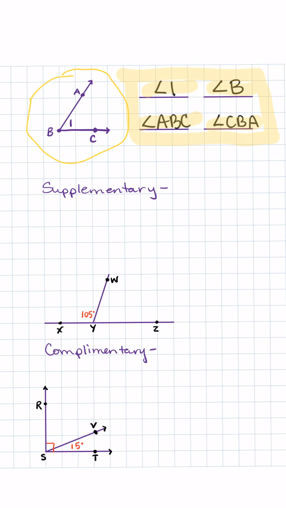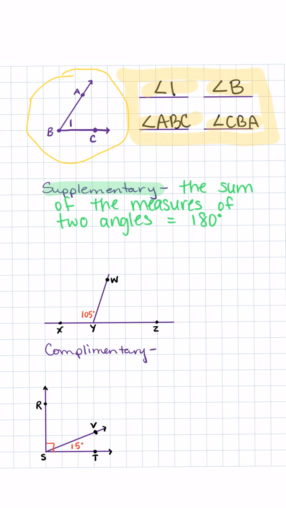So now I want you to look at the word supplementary. Supplementary is when the sum of the measures of two angles equals 180. Therefore, the angles are supplementary. Okay, and that's key, 180 degrees if it's supplementary. 180 degrees is a straight line. So that's something you've got to remember. 180 degrees equals a straight line.